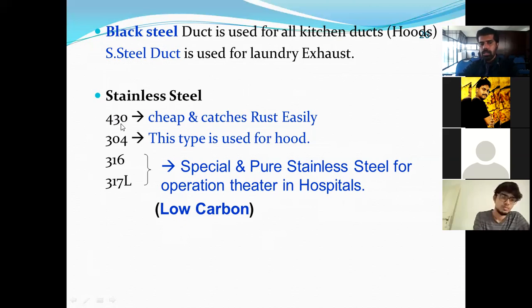You can see 430 is cheap and catches rust, which is one of the problems. 304 is the type used for wood. So you can use stainless steel 304 for the kitchen hood duct.